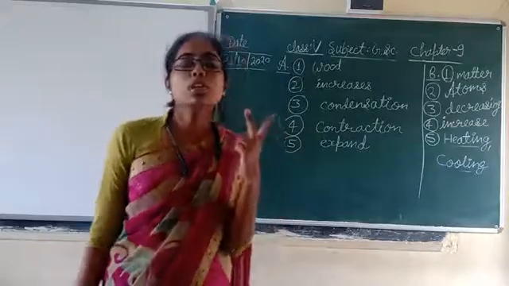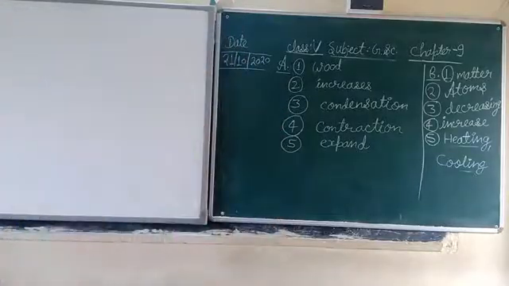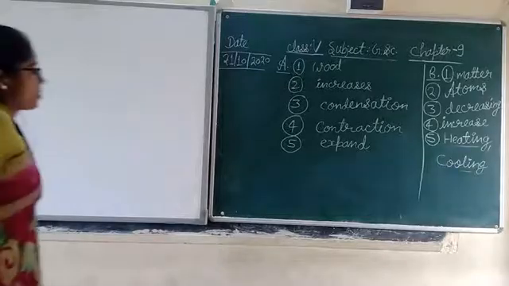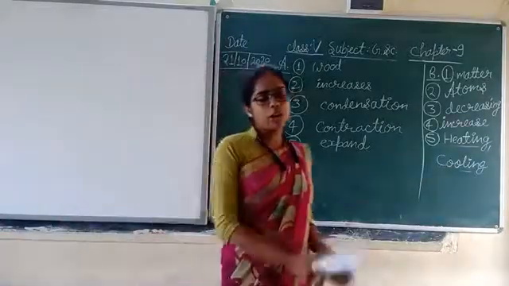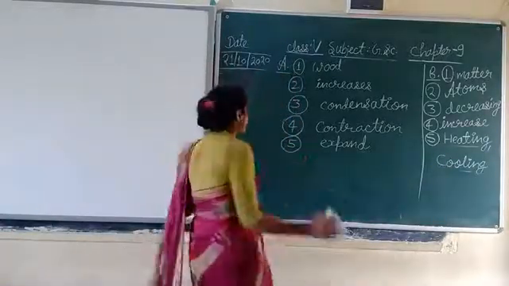Now the fifth answer, the last one. Here two blanks are given and we have to write two answers. First one, heating, H-E-A-T-I-N-G. And the second answer will be cooling, C-O-O-L-I-N-G. I hope all of you have done both exercises in the book.